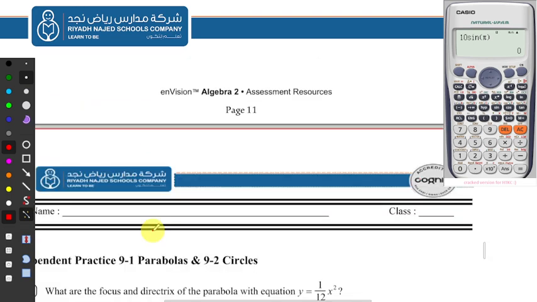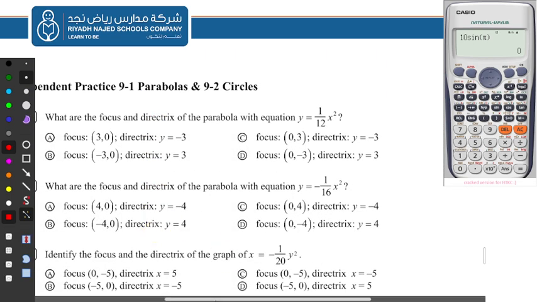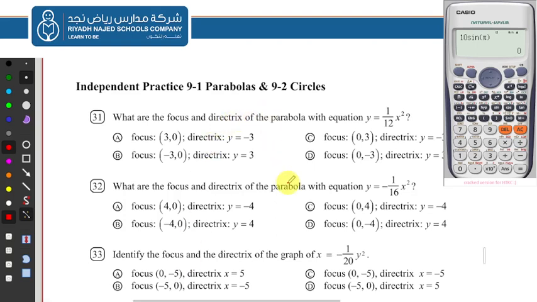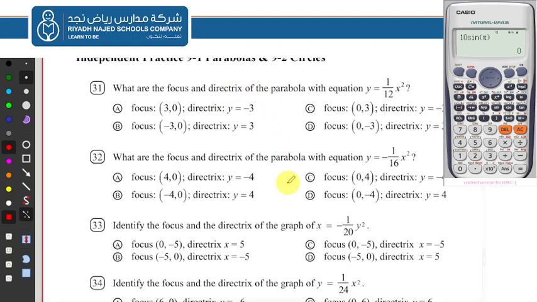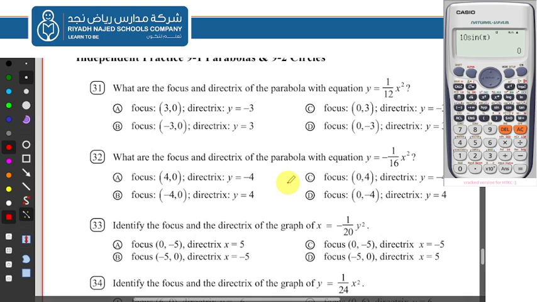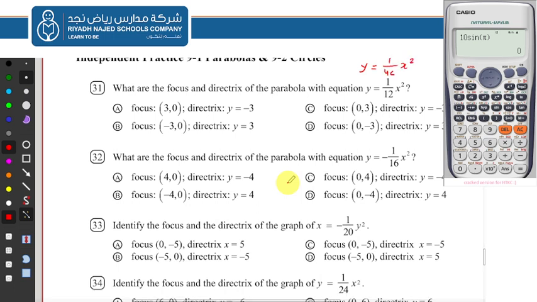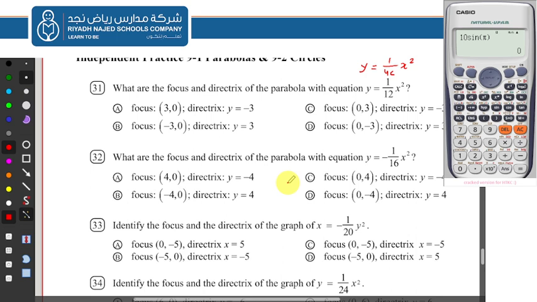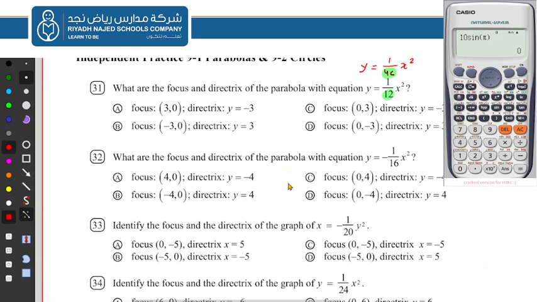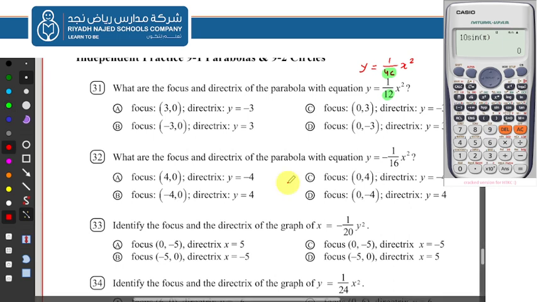Now let's practice with question 31. Again, you better try to draw. So here we already have the equation. It is y equals, so the parabola is vertical here. And you know that the formula is 1 over 4c x squared, but we already have 12 here. So we can say that 4c must be equal to 12. So c is equal to 3.